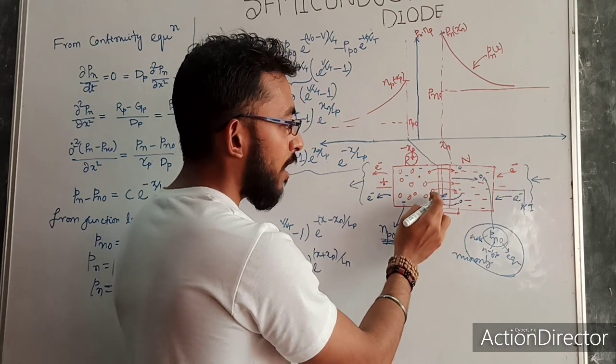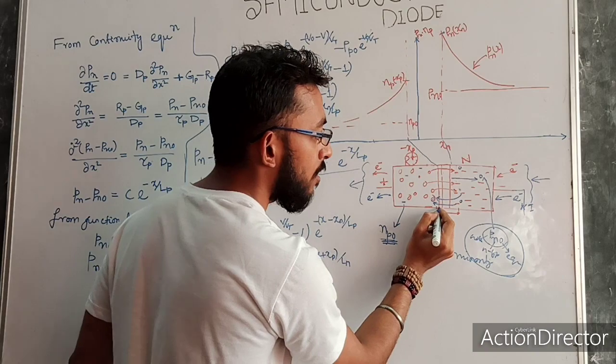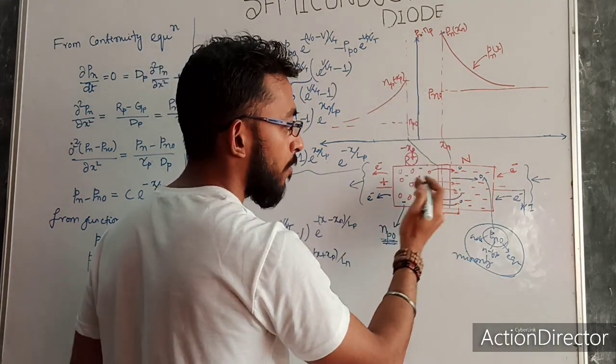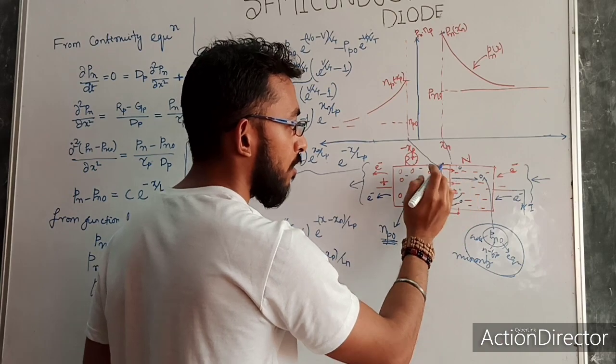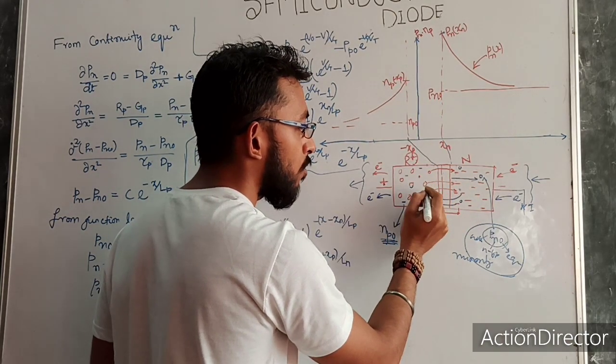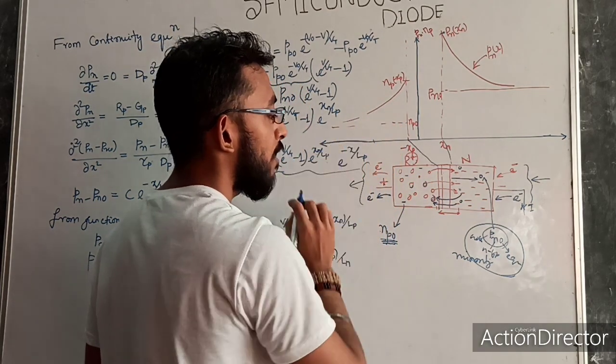As the electrons start diffusing this side near the junction, at minus Xp, the number of electrons coming to this side is high. As they move, what will happen? They will recombine with the holes present over here, and slowly it is decreasing exponentially.